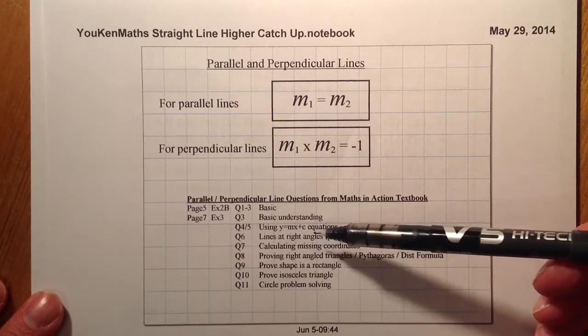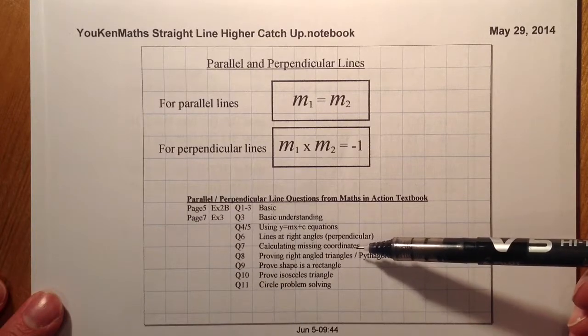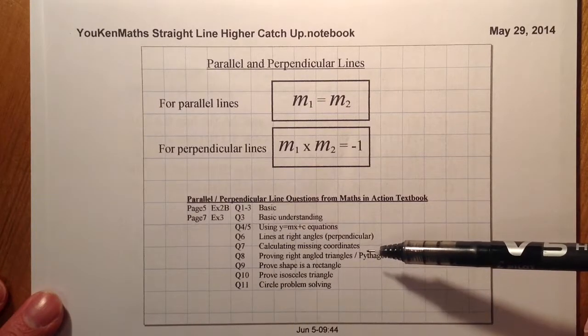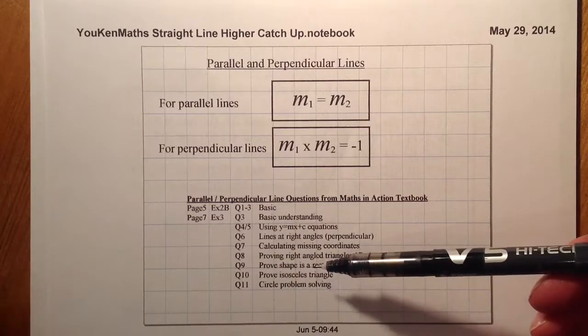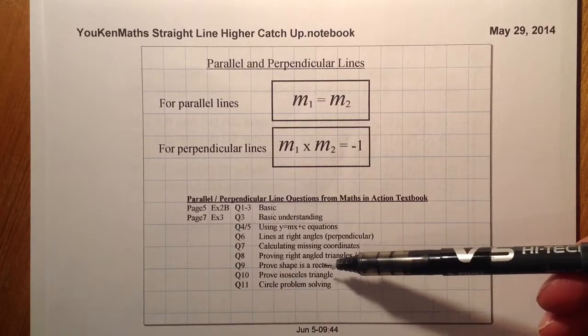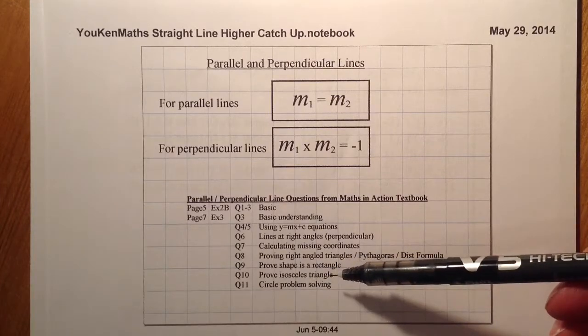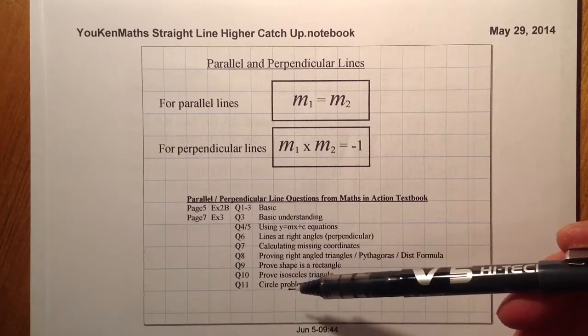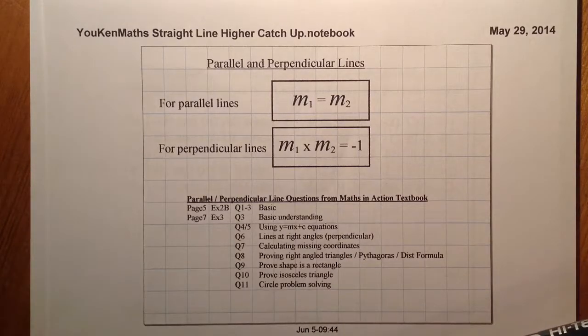Lines at right angles, so the perpendicular from question 6. Missing coordinates in question 7. Proving right-angled triangles using Pythagoras theorem and a bit of the distance formula in question 8. Proving some shapes, proving a shape as a rectangle. Proving that we have an isosceles triangle, and further some circle problems in question 11. So all of these questions would be good to attempt to make sure you have a good understanding of the use of parallel and perpendicular lines.